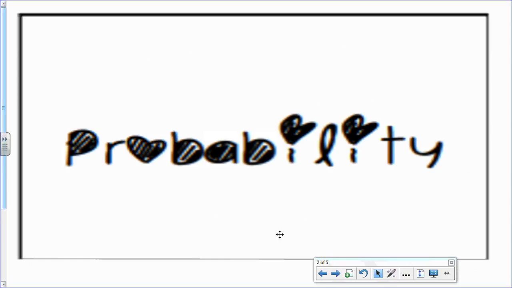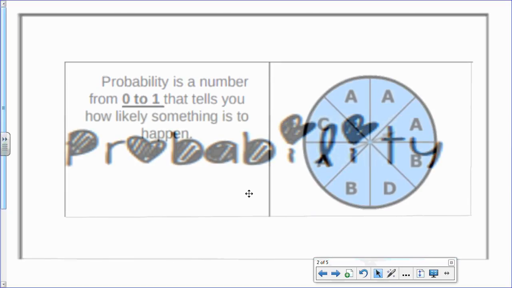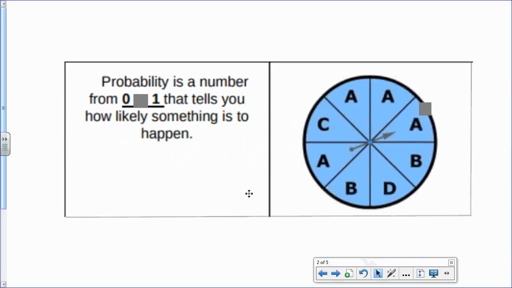Okay. The first thing we're going to talk about is to define probability again. So probability is a number from 0 to 1 that tells you how likely something is to happen. So it's basically telling you the chance that something is going to occur. Okay, so most of our problems are going to have to do with this spinner right here. We're trying to figure out the probability of spinning the spinner. So what could or couldn't happen when we spin it.